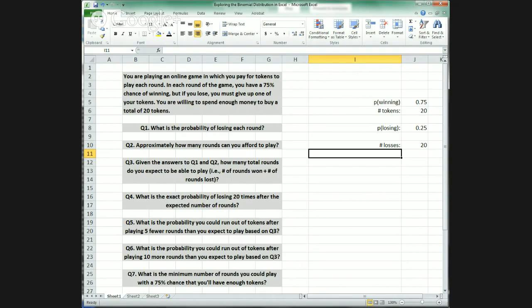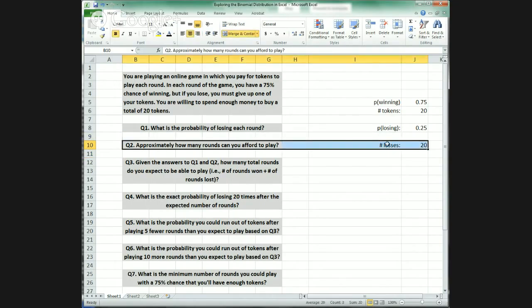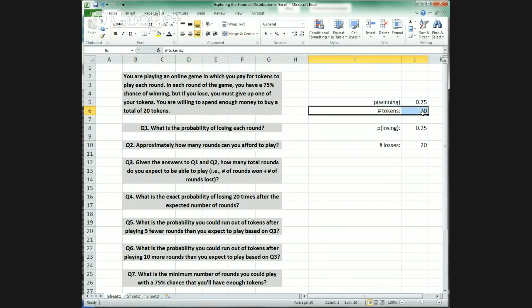So this is another pretty straightforward question. The number of losses that we can afford is equal to the number of tokens that we have, because each loss costs us 1 token. Now, say that it was a different scenario. It could be the case that every time we lose, we have to give up 2 of our tokens. In that case, it's not quite so straightforward. If every time we lose, we have to give up 2 tokens, then the number of losses we can afford is the number of tokens divided by 2. So in this case, we'd be able to afford 10 losses. So I've given you a little bit more of a straightforward question.